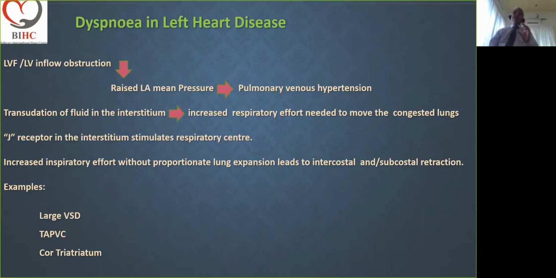It is important to understand why we attach so much importance to these signs. Dyspnea and its equivalents mean either the left ventricle has failed and elevated its end-diastolic pressure, or there is a mitral valve obstruction and a raised left atrial mean pressure. In either situation, the left atrial mean pressure has gone up. Mitral stenosis, a supramitral membrane, cor triatriatum, obstructed TAPVC, all these cause pulmonary venous hypertension. So with left ventricular failure or raised LA mean pressure, the physiological consequence is pulmonary venous hypertension.